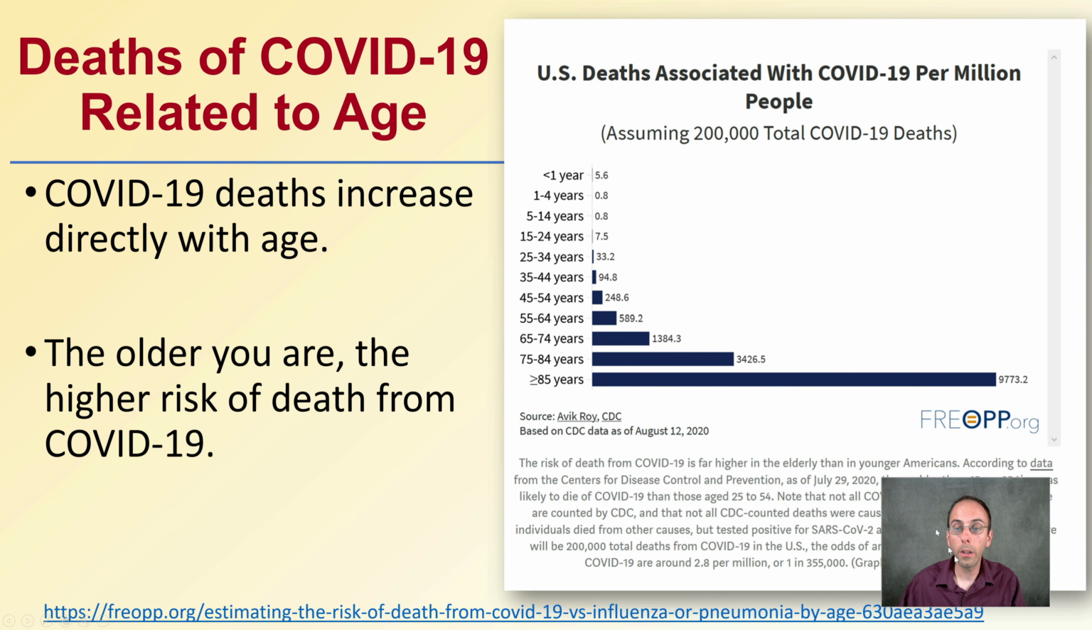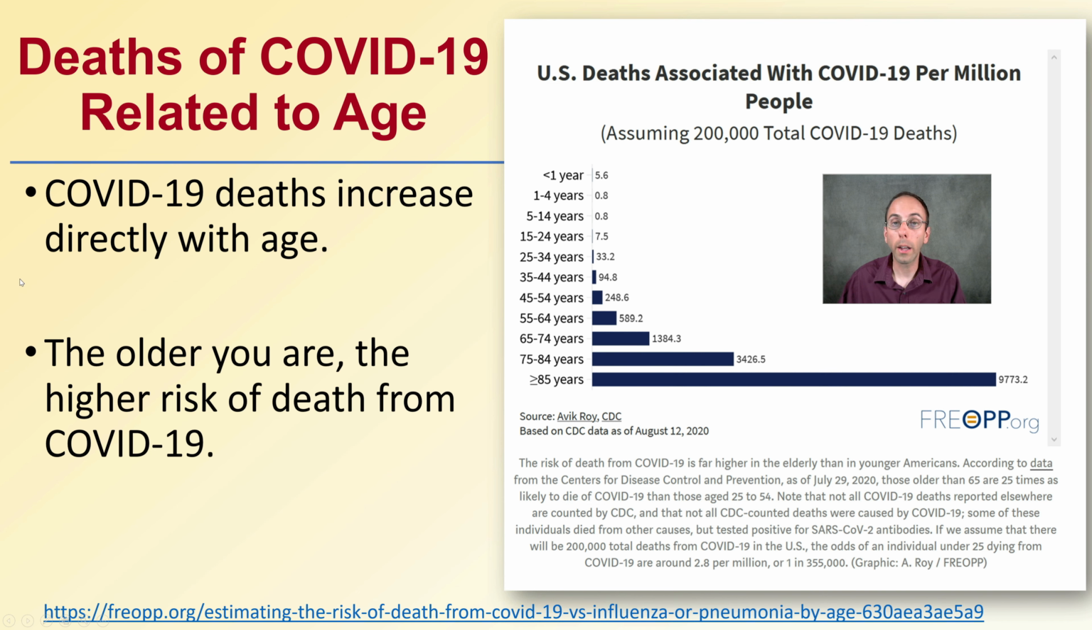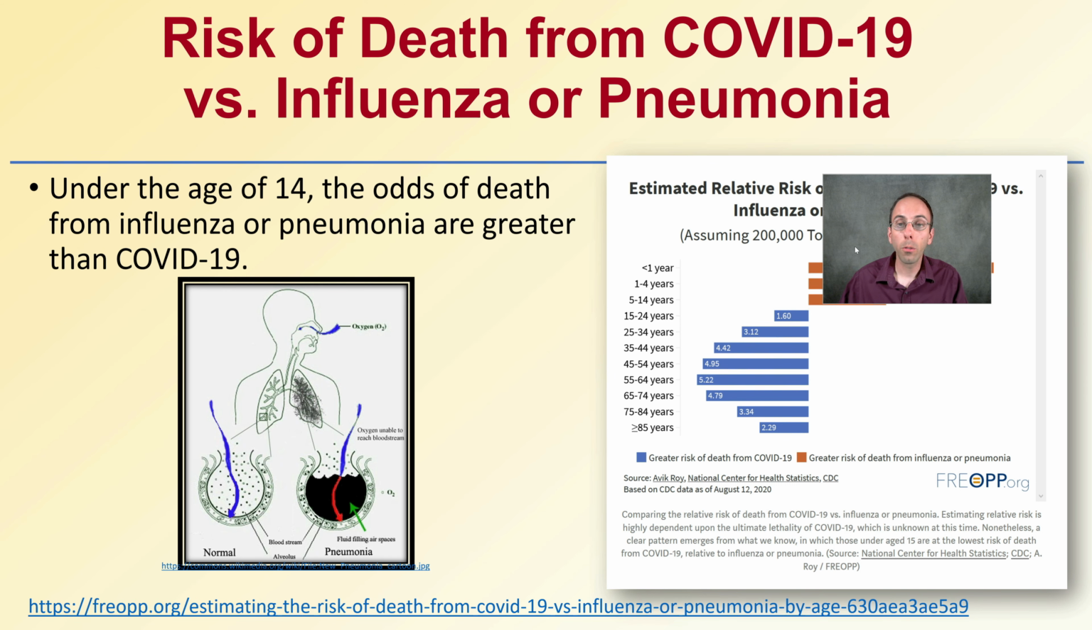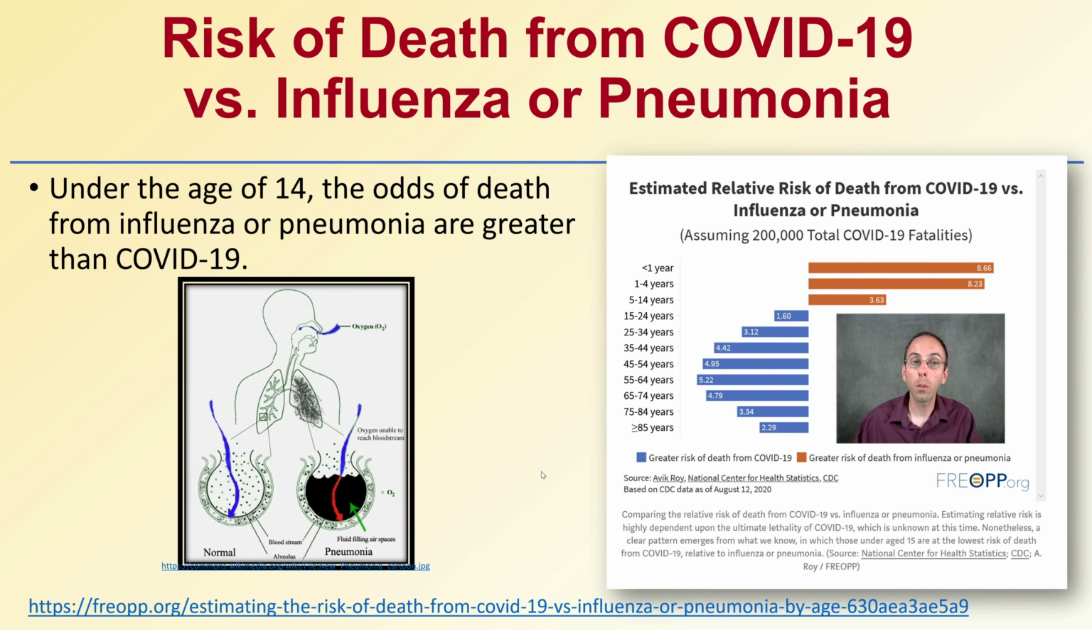Now, deaths in COVID-19 related to age. COVID-19 deaths increase directly with age. What this means is the older you are, the higher risk of death from COVID-19 you have. Under the age of 14, and potentially under the age of 24, the odds of death from influenza or pneumonia are greater than COVID-19.